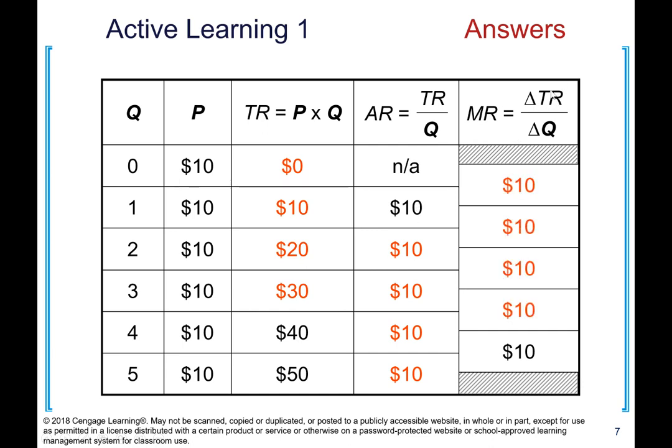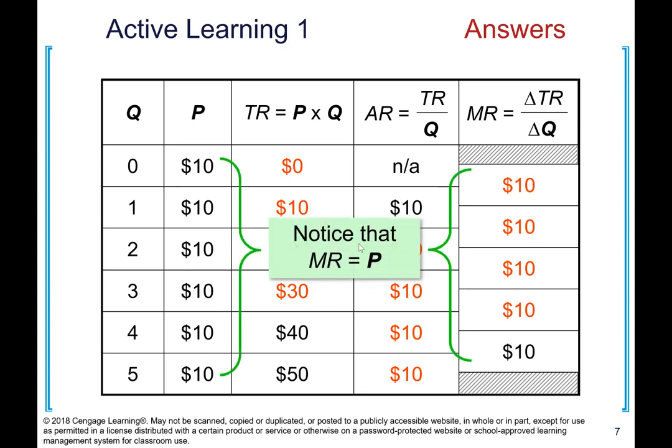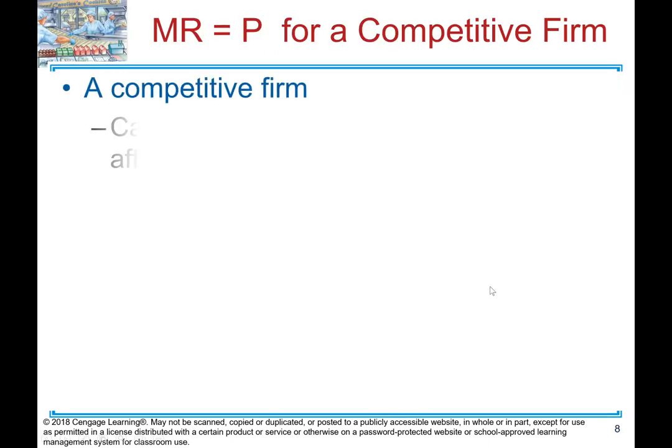Marginal revenue is delta TR over delta Q, change in total revenue over change in output, or the slope of the total revenue. It is important to notice that, as we mentioned before, marginal revenue is exactly equal to the price. And you'll notice that it's also equal to average revenue. So price equals average revenue equals marginal revenue.